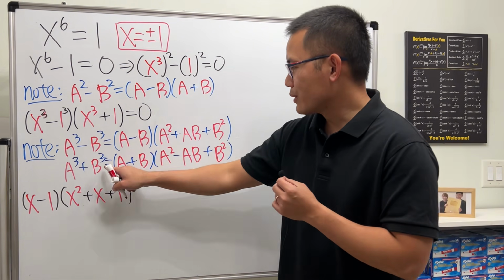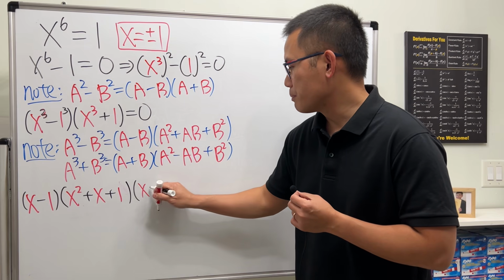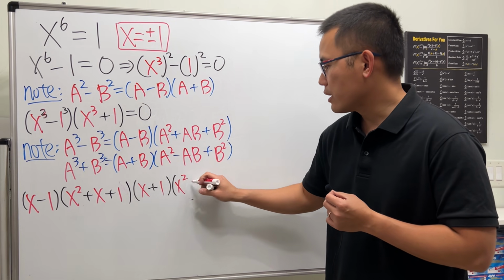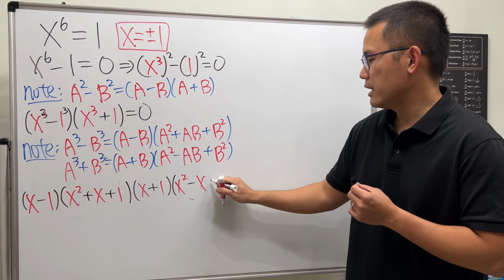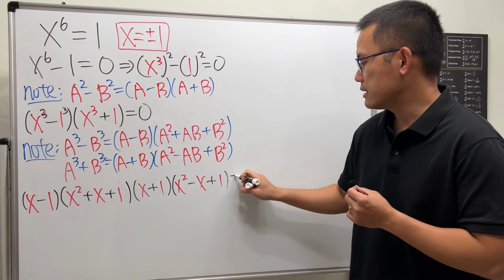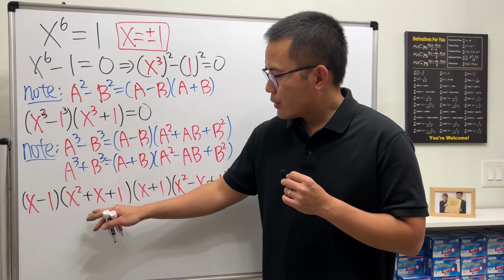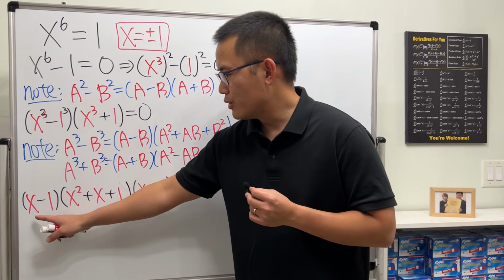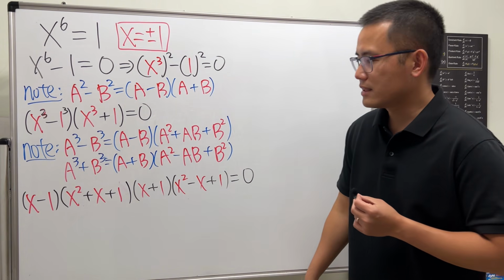Now for this one, we are going to use the second formula, pretty much the same thing. So we will have x plus 1 and then times x squared minus x times 1, which is x, and then plus 1 squared, which is 1. So just like this, and that's equal to 0. Now, we cannot really factor anymore with the usual method, right? So I'm just going to put each factor equal to 0 and then solve for x.